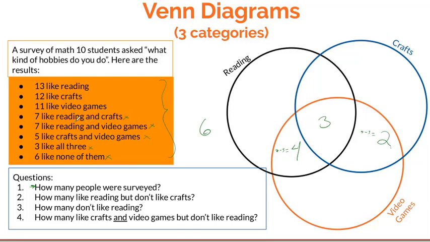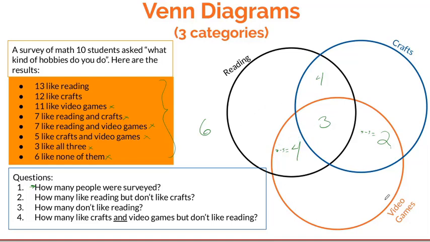Now I want to put this 7 who like reading and crafts somewhere, but of course for the same reason, reading and crafts, this intersection will have 4 because I've already accounted for the 3 that like reading and crafts here. All right, now let's look at the 11 who like video games.